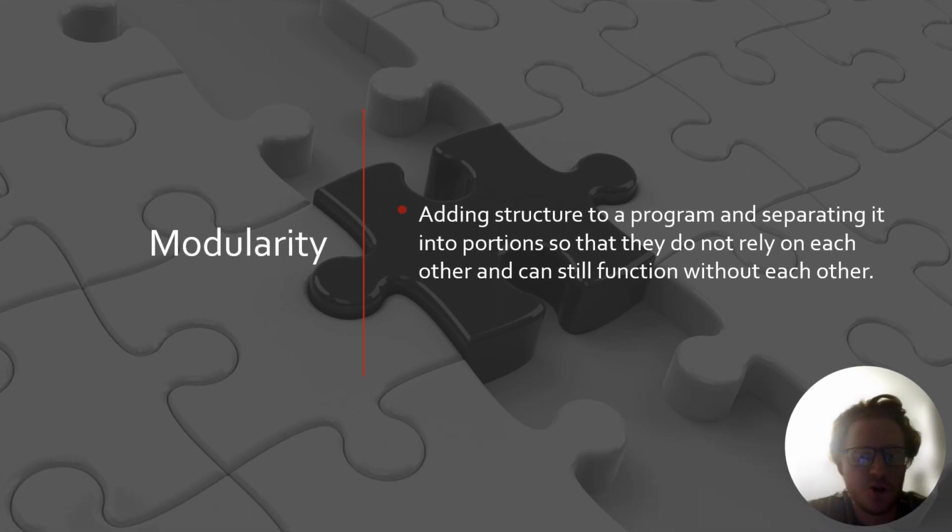Modularity is adding structure to a program and separating it into portions so they do not rely upon each other. Modularity would be like taking maybe our mailing department and our sales department and keeping them separate. So if the sales department was to go out, we can still mail out the things that we need to mail out. But if the mailing department went out, our sales team can still make sales and continue to produce what they need to produce.